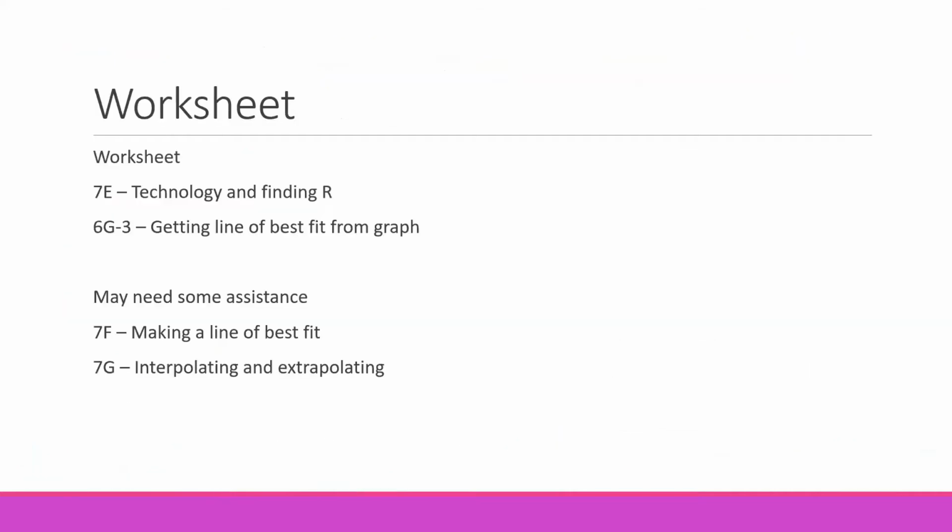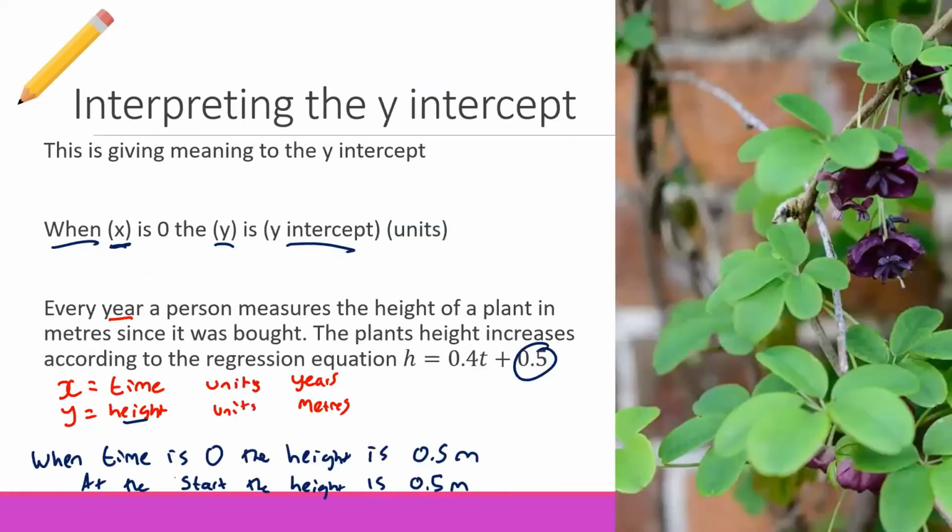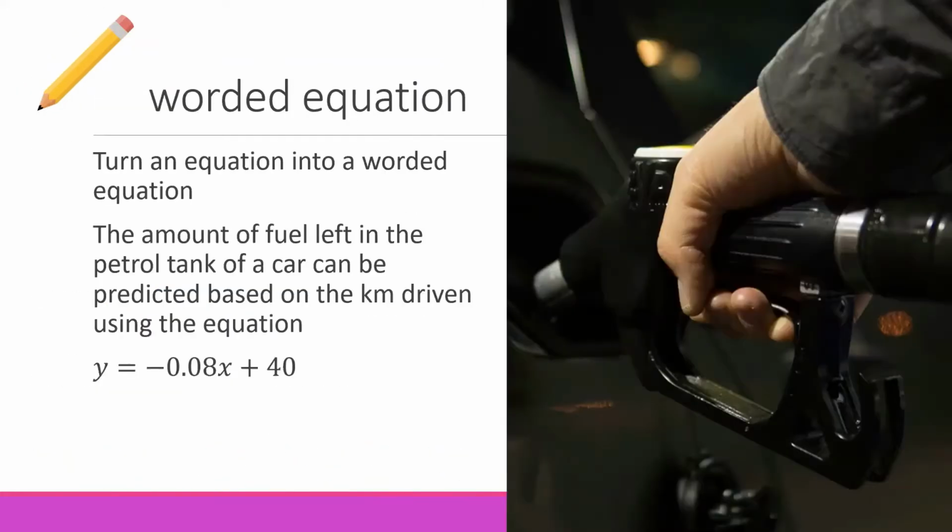For example, in this question here, where we've got filling the petrol tank up, this does make sense because when the distance traveled is 0, the car has not moved, and the amount of petrol in the tank is 40 liters or whatever it is. That's how you would interpret that one. So in this one, it does make sense, and you could interpret the gradient and the y-intercept for this question.